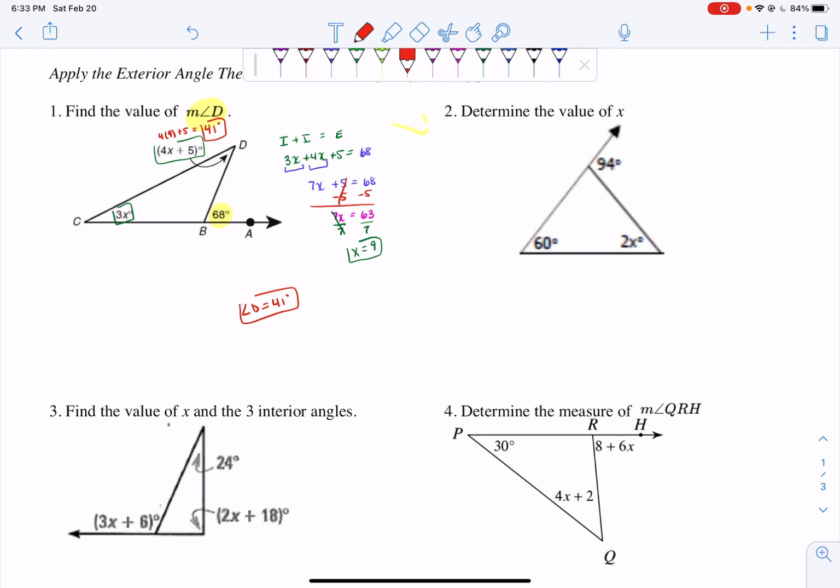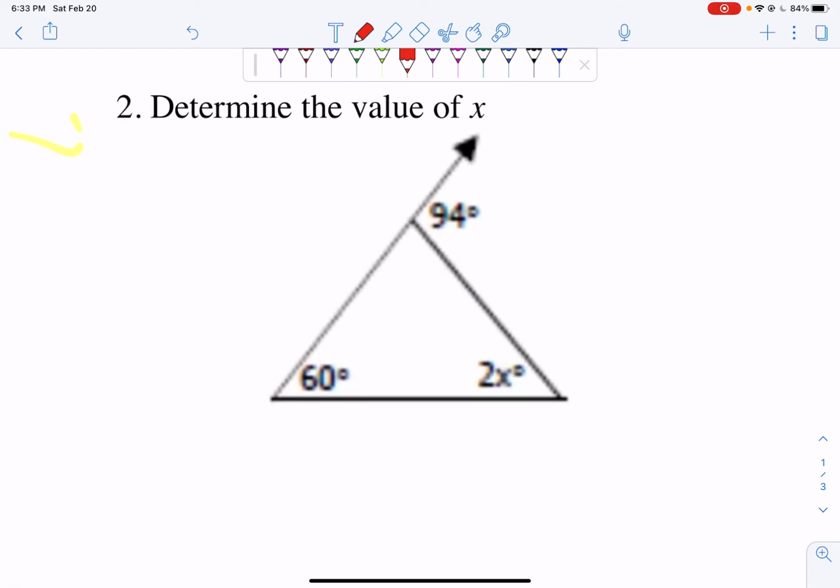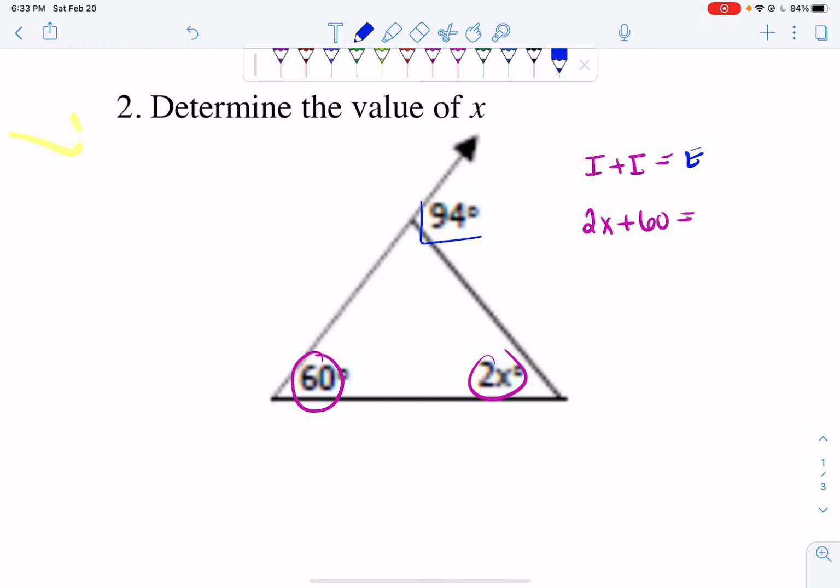Let's go on to our next image. In this question, it's not asking you to find an angle, it's just asking you to find x. So we set up, we solve, we're done. So again, we can write down interior plus interior equals our exterior. If we look at this image, our interior angles are 60 and 2x. So I can do 2x plus 60 equals my exterior angle of 94. If you want, I'll write them down this time.